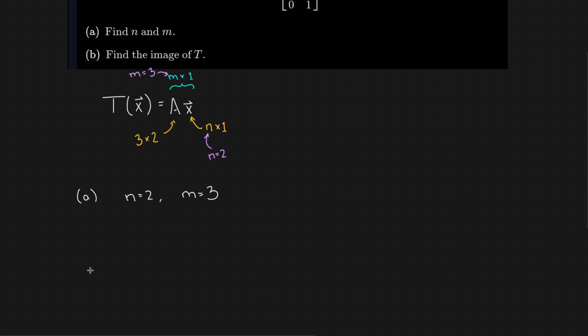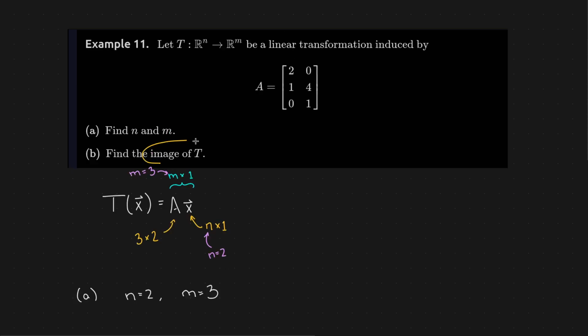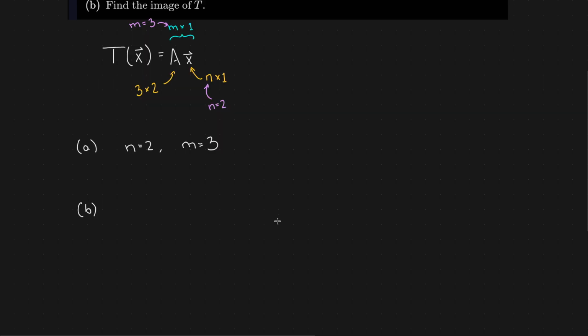We want to find the image of T. The image of a transformation or a function is just the space that we map to. Okay, we know our transformation in this case maps R2 into R3, but does it map into all of R3, or is it just some subset? The image is the actual exact set we map into. So to understand this, we're going to think about what the transformation does.